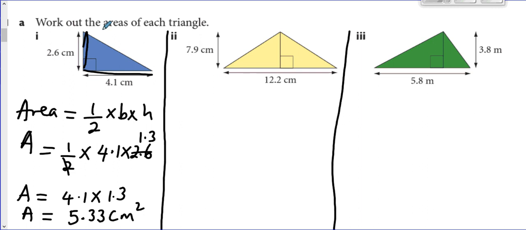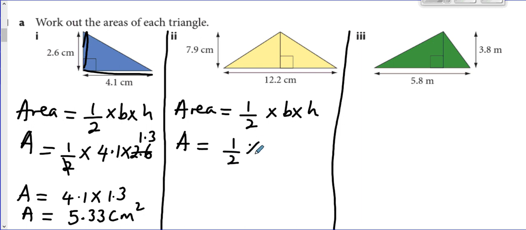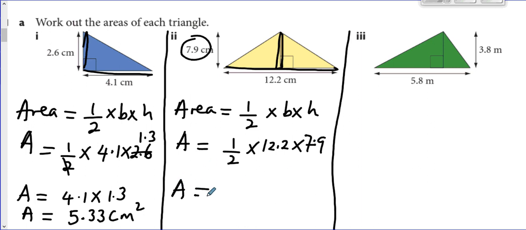Now, how about Roman 2? You do the same thing: area equals a half times base times height. Then area will be equal to 1 over 2 times the base. Base for this triangle is that side there, 12.2, times the height, this side here, which is equal to 7.9. Then when you do that, you find that the 2 and this 12.2 can be simplified, and you end up getting 6.1.